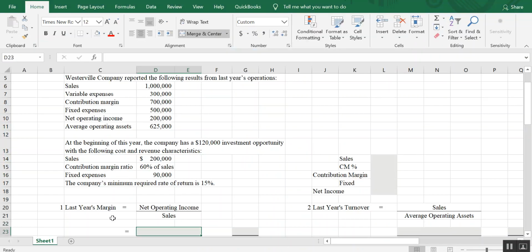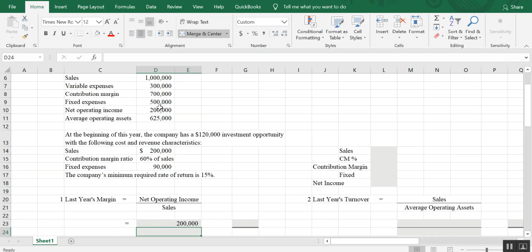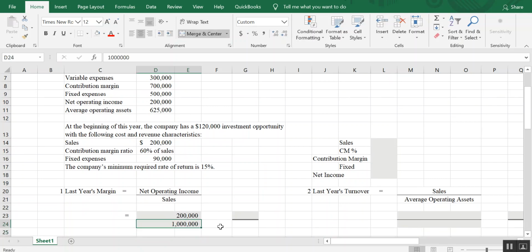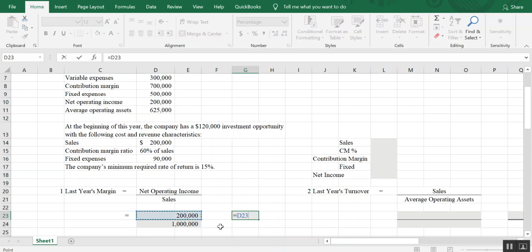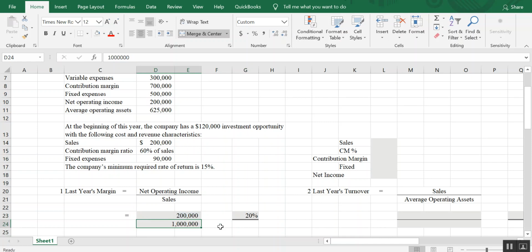The first question is last year's margin. So we take the net operating income from here, the $200,000, and bring that down, and then we take the sales from here and put that here, 1 million. And then we divide the net operating income by the $1 million, and we get 20% as the margin for last year.